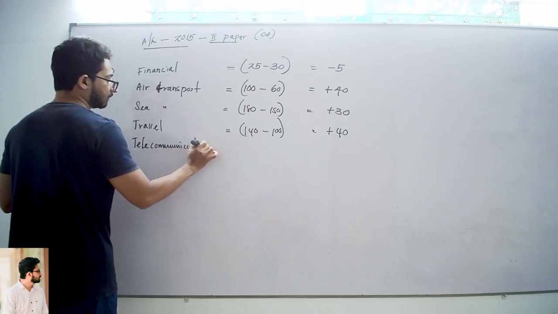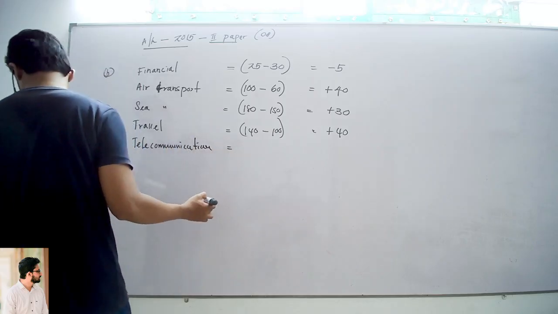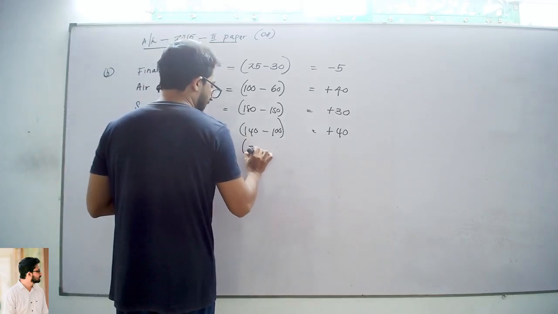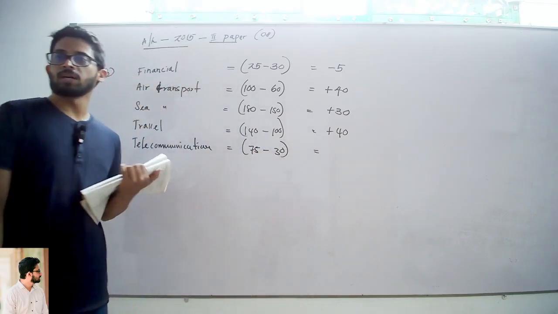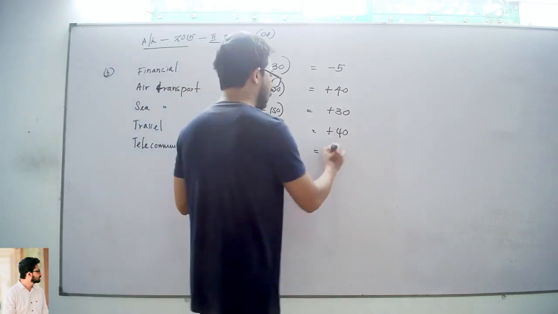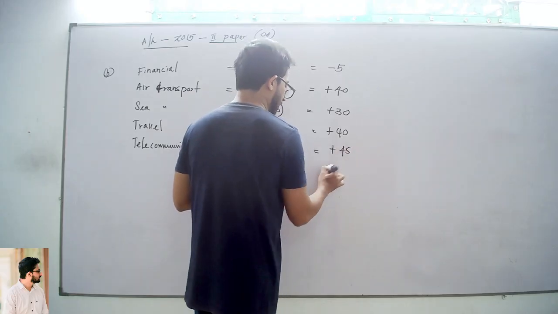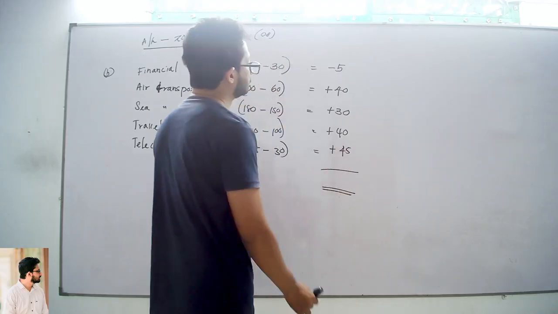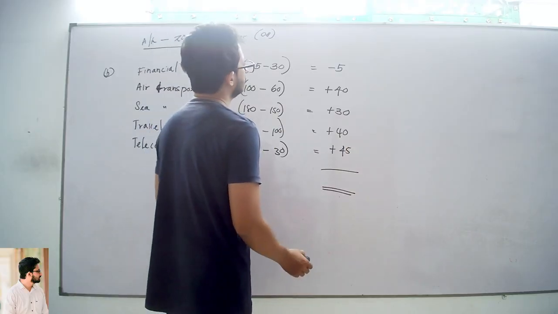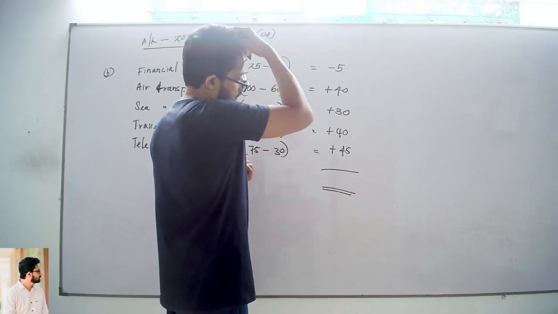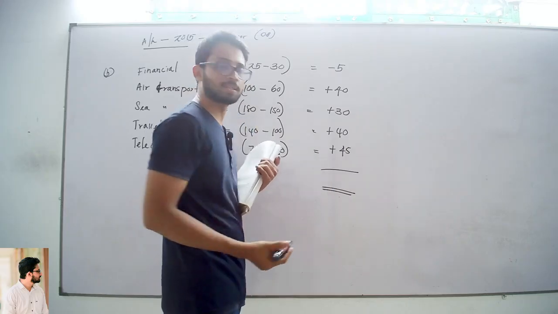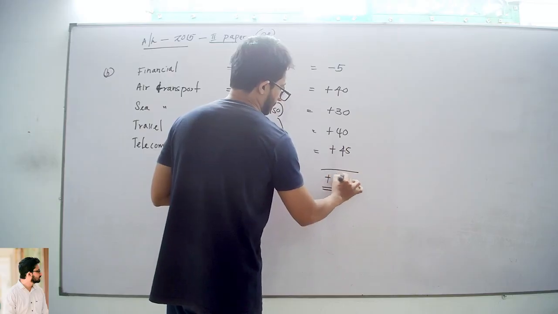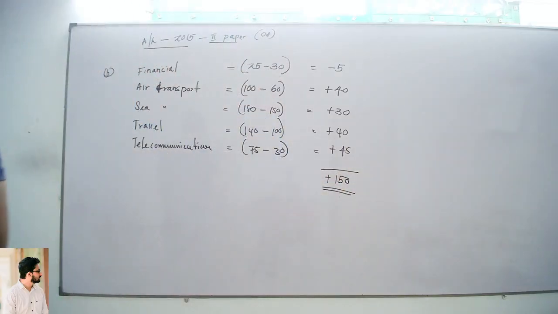Telecommunication: received 75, payments 30. That one also is good. That account has created a positive balance, plus 45. Then add all these sub balances together. Can you tell me the value? 150, sir. Plus or minus? Plus 150. Did you all get the same value, 150?